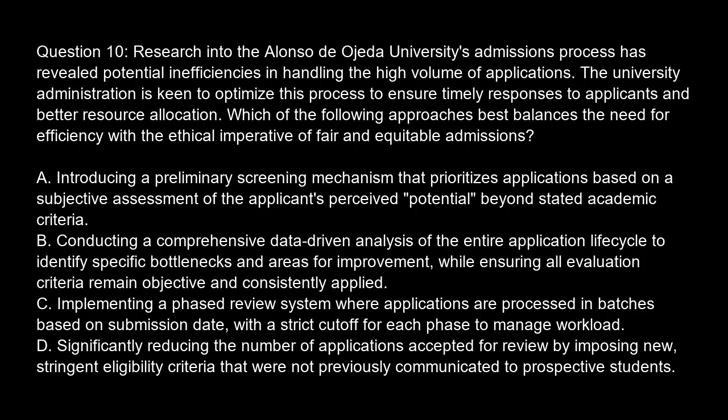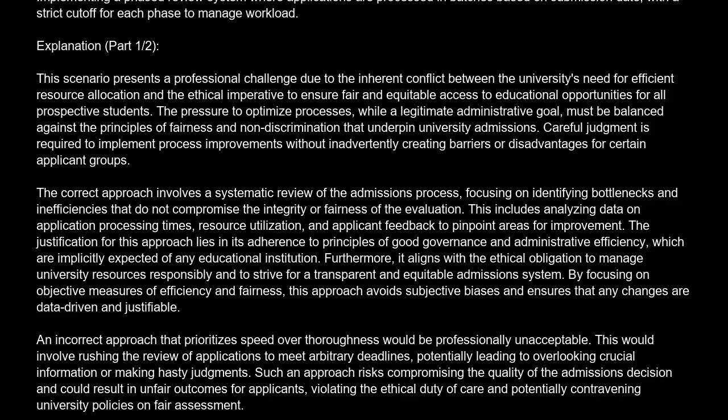Option C. Implementing a phased review system where applications are processed in batches based on submission date, with a strict cutoff for each phase to manage workload. Option D. Significantly reducing the number of applications accepted for review by imposing new, stringent eligibility criteria that were not previously communicated to prospective students. The correct answer is C. Implementing a phased review system where applications are processed in batches based on submission date, with a strict cutoff for each phase to manage workload.